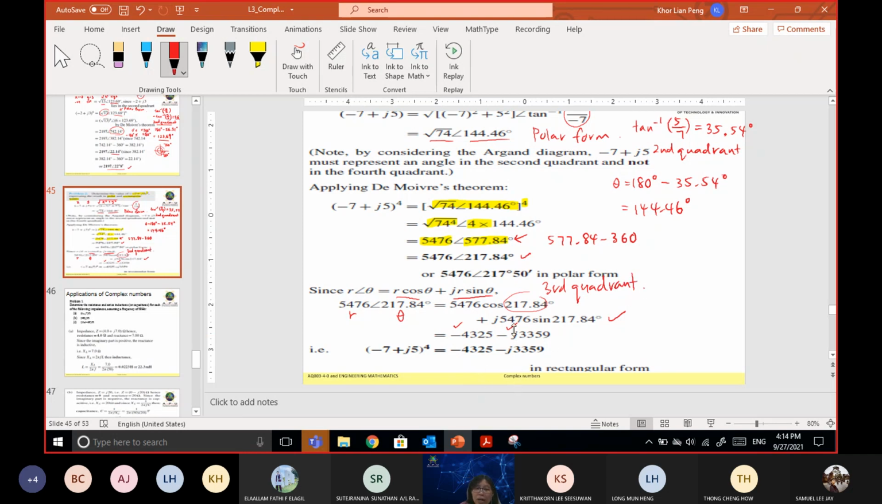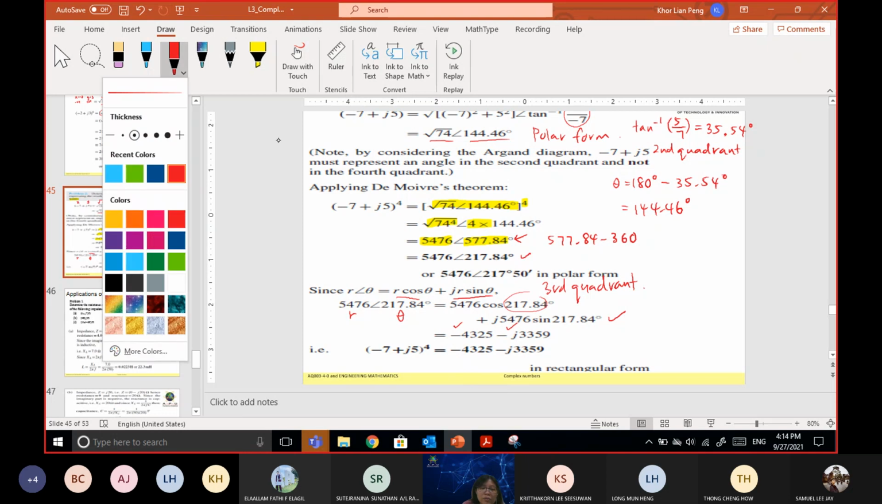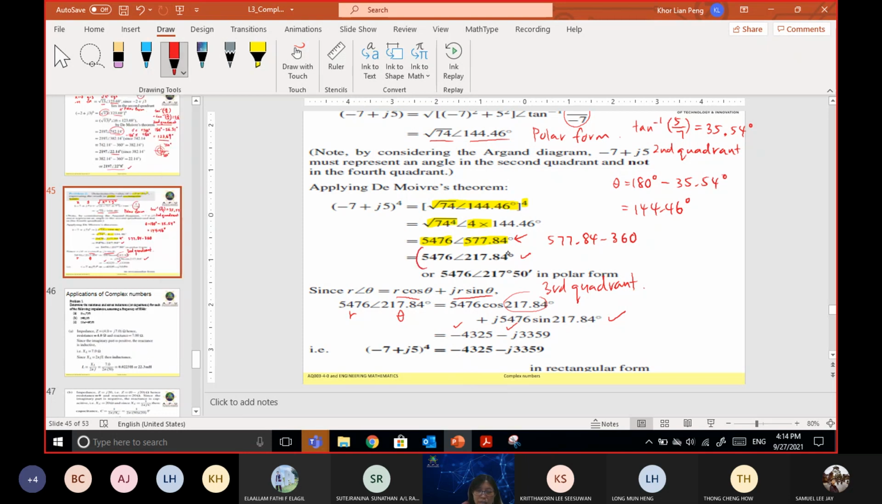Okay, so we have our answer in both the polar form and also in the Cartesian form. Okay, so this is De Moivre's theorem. Okay, how we apply it to evaluate the power.